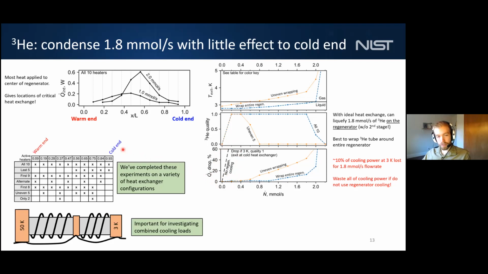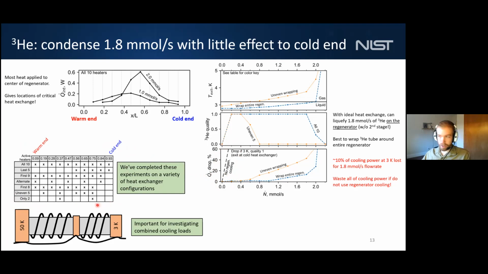So we've done this at many different heat exchanger configurations. That's what this table here is showing. I don't have time to talk about this, but we've tested a whole bunch of different ways to wrap this heat exchanger around the regenerator.